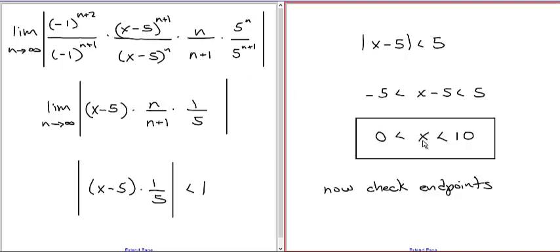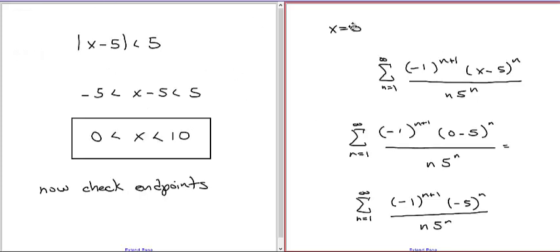So again, the interval of convergence is symmetric around the center point, and it has the same value, plus or minus, which in this case is 5. Now we need to check the endpoints, which are where x is 0 and x is equal to 10, because you can't use equals 1. That's inconclusive.